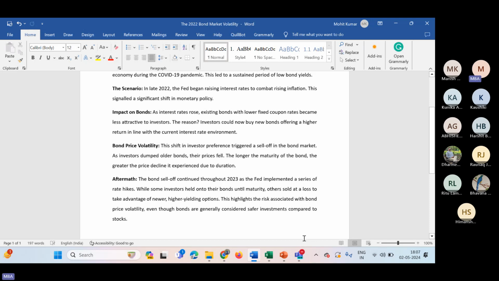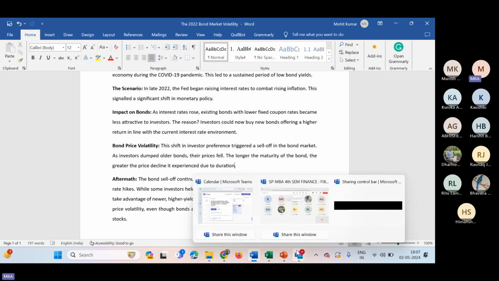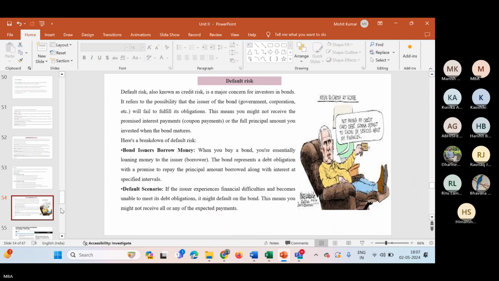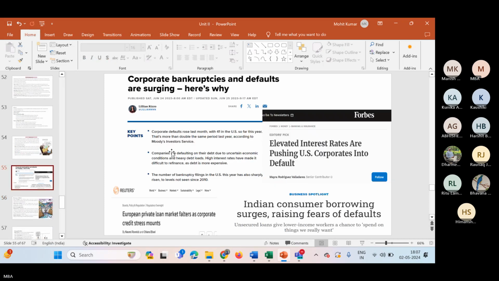Now you may ask the question, how may it lead to default and all? So to see that, let's see another slide. Here I have taken certain newspaper headlines. What is going on in the economy? See the first one: corporate bankruptcies and defaults are surging. Here's why. For just this headline, I took key points also.